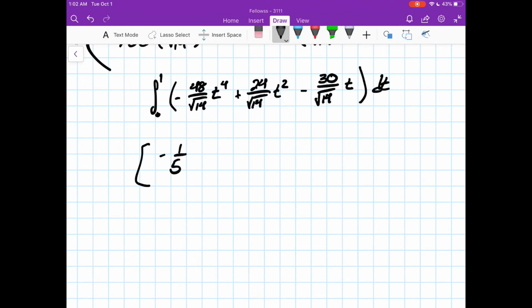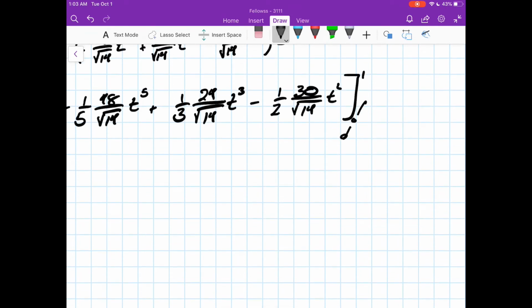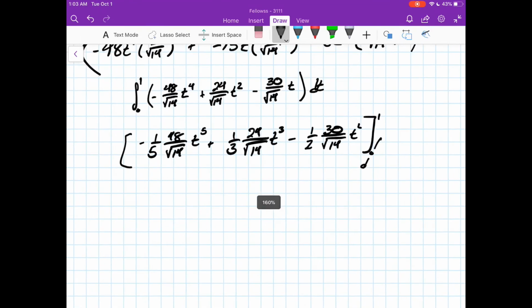negative 1/5, 48 over root 14 t to the 5th plus 1/3, 24 over root 14 t cubed minus 1/2, 30 over root 14 t squared. Evaluated 0 to 1. Aren't you glad we just did that one little 0 there, right?